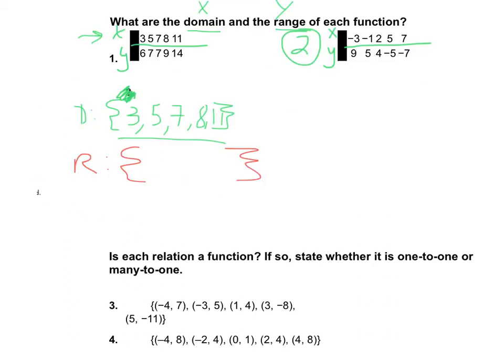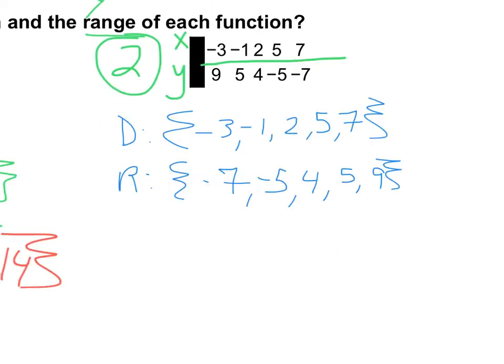For range, we write all the y values. We don't repeat numbers and we go from smallest to largest. So notice for range, I only wrote the number 7 one time because you don't have to repeat values. You don't have to write it twice. Okay, so for number 2, same thing as number 1. Our domain is here and our range is here. Numbers are from least to greatest.